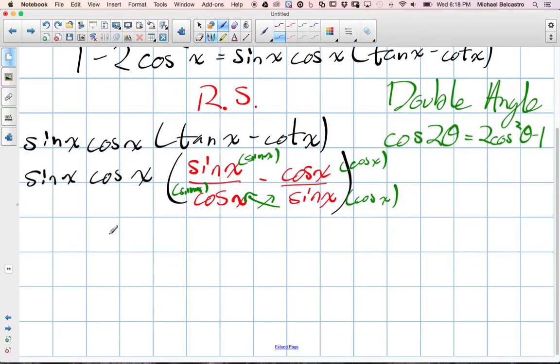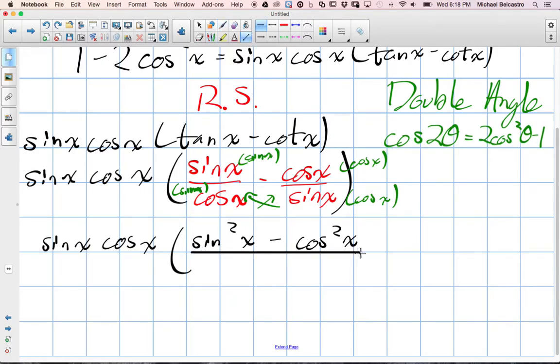So let's come down here. We get sine x, cos x. Here we'll end up with sine, and what would sine x times sine x be? Sine squared. Yeah, we'll have our sine squared x, subtract cos x times cos x. Cos squared x, very good. And all of this is divided by sine x times cos x. Very good. Is there anything that we've now created that we might be able to simplify?